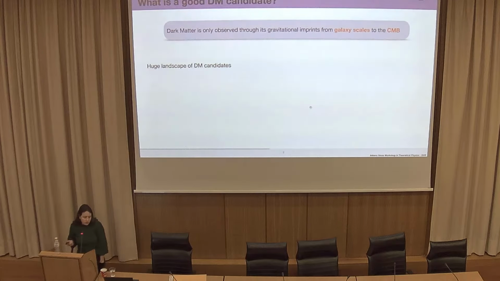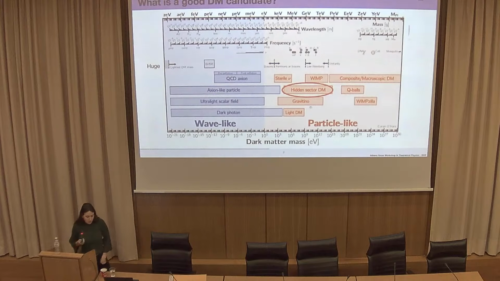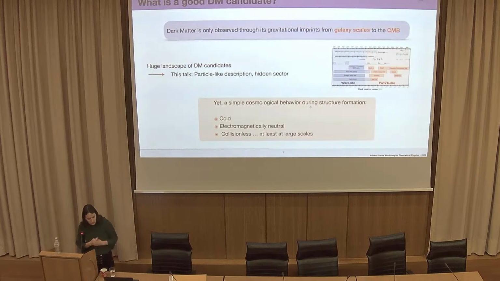Then the question, once these observations are done, is what is a good dark matter candidate? And the answer is actually a lot. It's a landscape that spans many orders of magnitude in mass. But for this talk, we are going to be interested in what is called a hidden dark sector, where we completely neglect any interaction with the standard model particles. Even though there are all of these dark matter candidates, the cosmological picture is quite simple. During structure formation, we want a dark matter that is cold, electromagnetically neutral, and collisionless, at least at large scale.